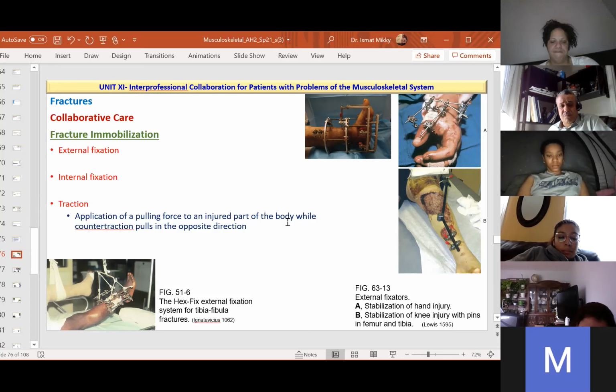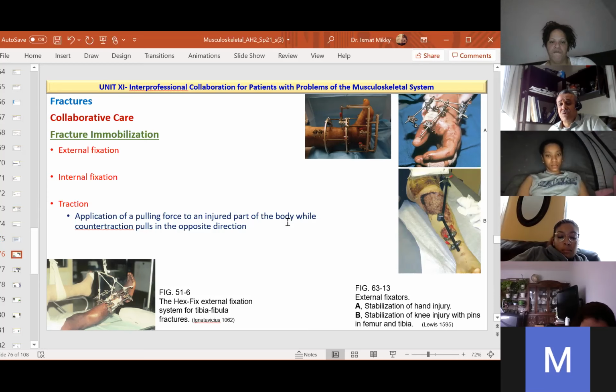So, the immobilization: we have external versus internal immobilization. The external ones, I have a few pictures to explain the external immobilization. It's still an invasive procedure, both are invasive procedures. But with the external type, you will be able to see and manipulate and manage the fixation.